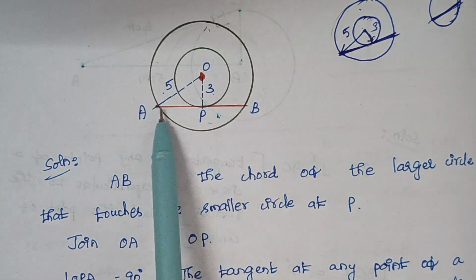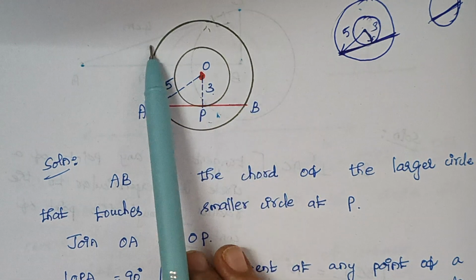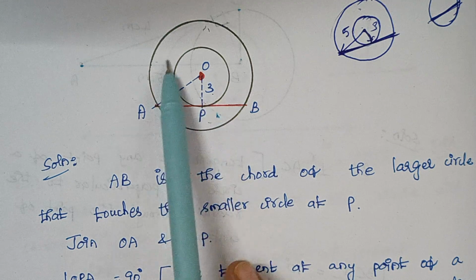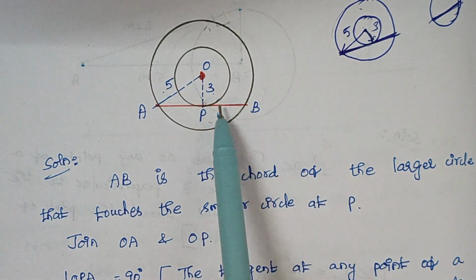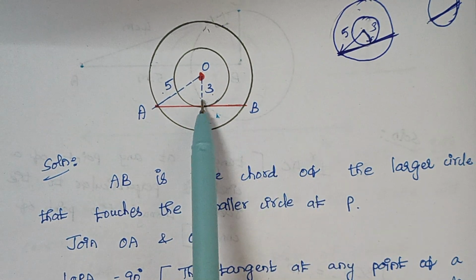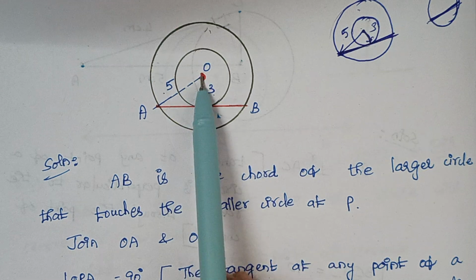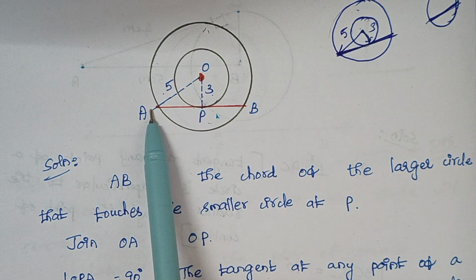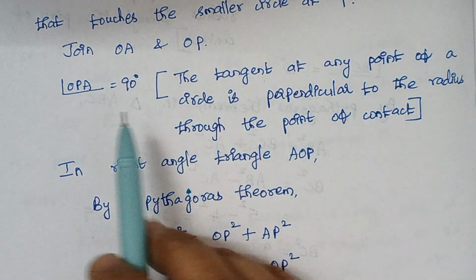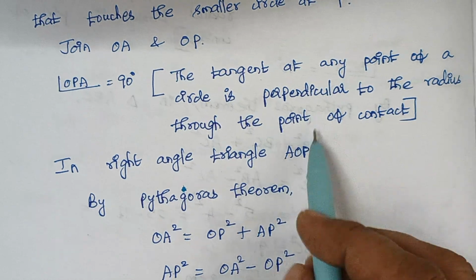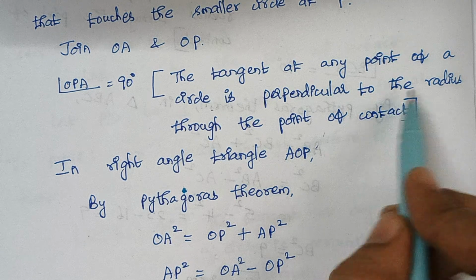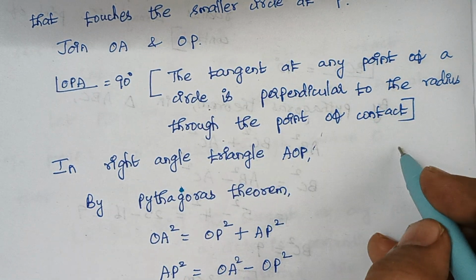For this bigger circle, this is a chord. But when you omit this bigger circle, AB is a tangent to the small circle. So the angle OPA is equal to 90 degrees. Since this is 90 degrees, this triangle is a right angle triangle. So just write down the things whatever we have said. OPA equals 90 degrees, because the tangent at any point of the circle is perpendicular to the radius through the point of contact.